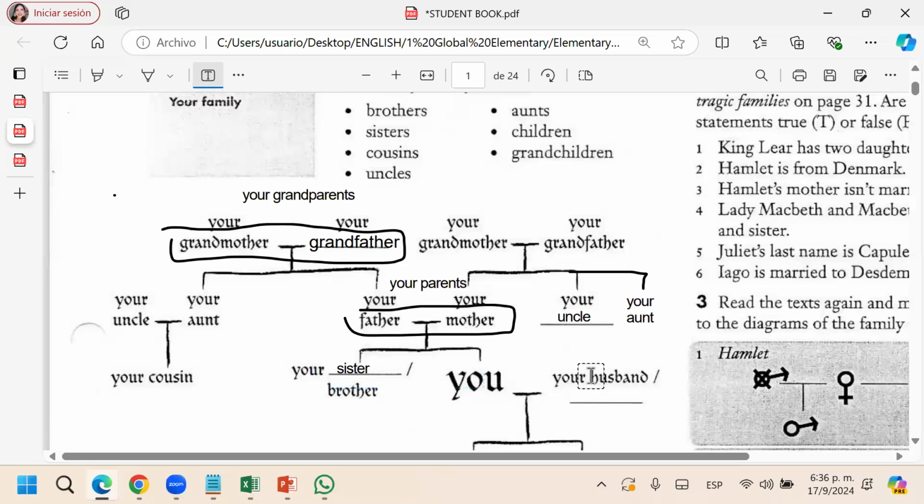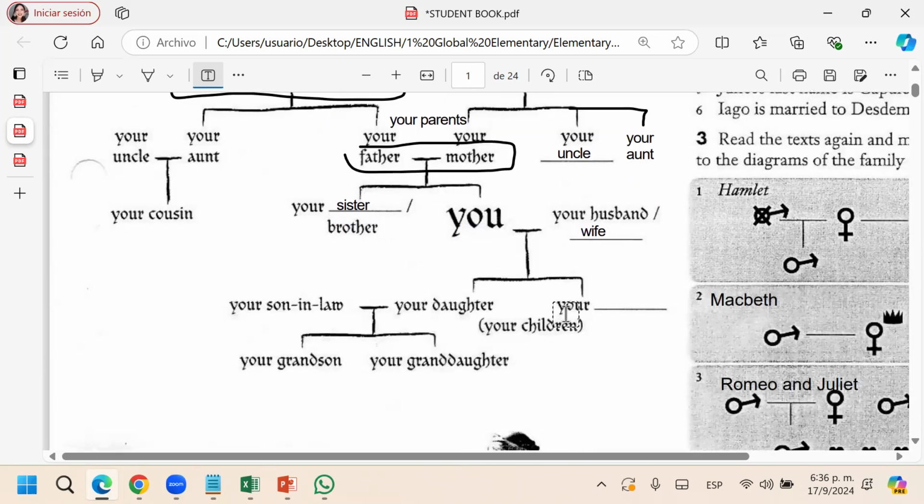If you are married, you have husband or wife. Like this. And if you have children, child. If it is a girl, daughter. And if it is a boy, son. Those are your kids, your children.